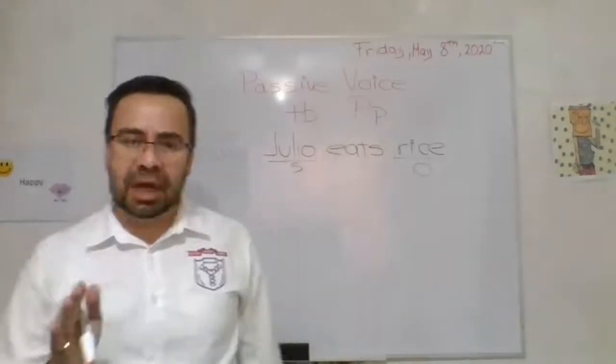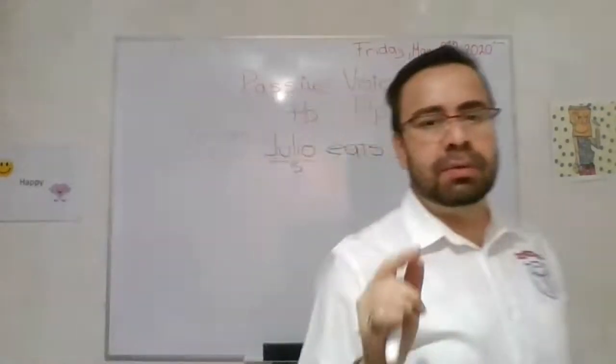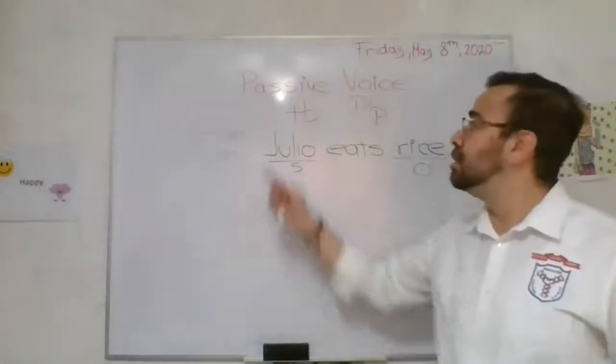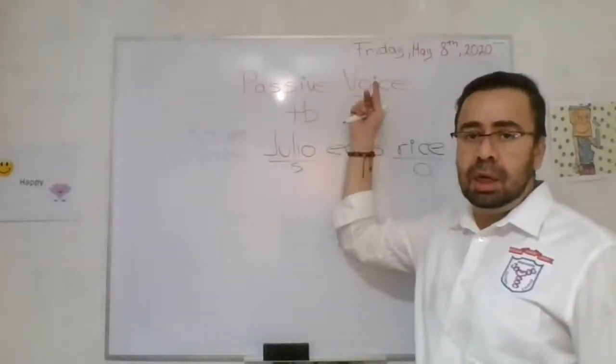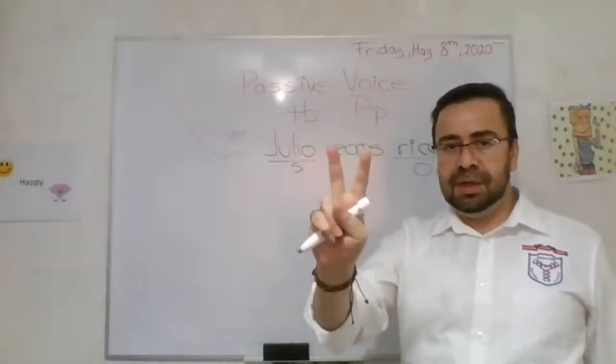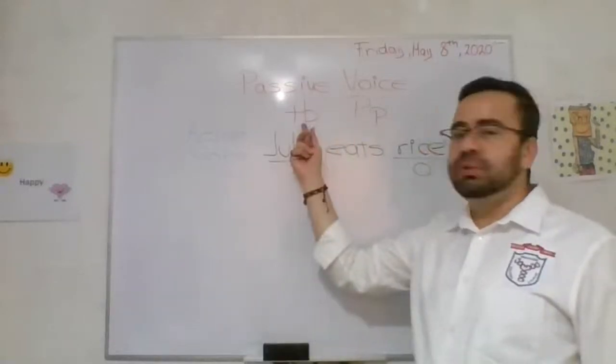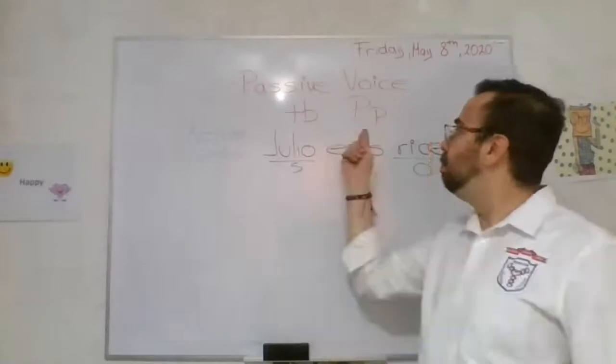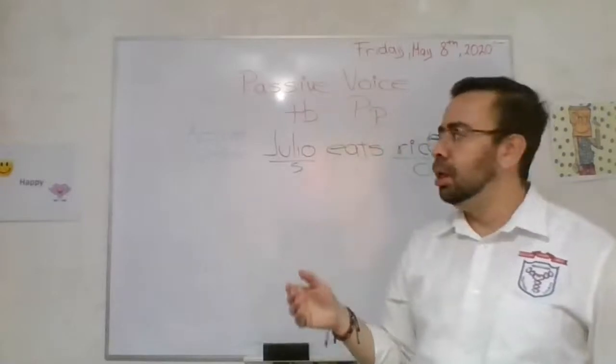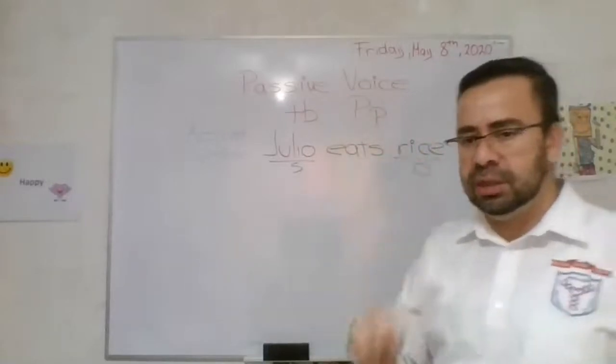Remember, every time that you want to build a sentence in passive voice, you need, first of all, two things. Number one, the verb to be. Number two, the verb in past participle. Let's do it. Let's change it.